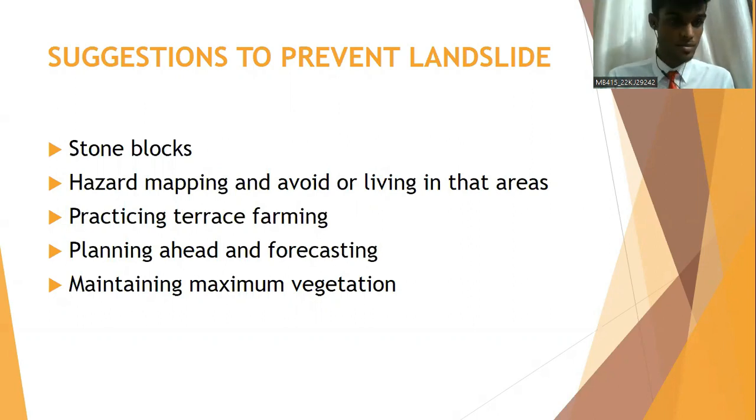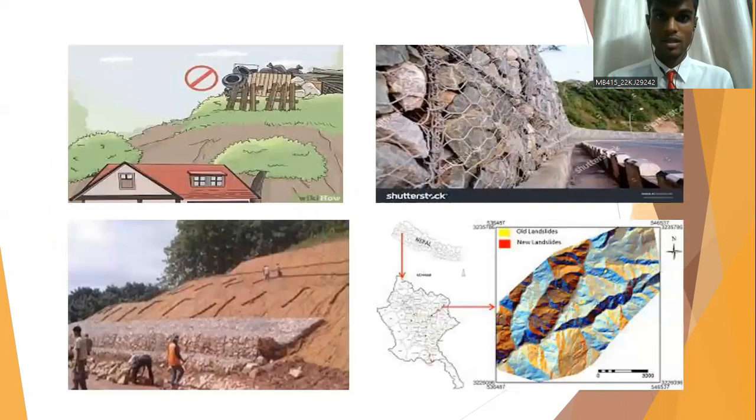So next is planning ahead and forecasting. Instead of just having the ideas set up at the moment, the governments and the organizations can look with far-sightedness, so they can have ideas to prevent these landslides in the long term, so that when something occurs in a sudden moment, they can take measures relating to it. And then maintaining maximum vegetation. When they grow trees and all, it provides a kind of shelter to people and it doesn't damage the stuff. So these are the preventing measures that can be taken.